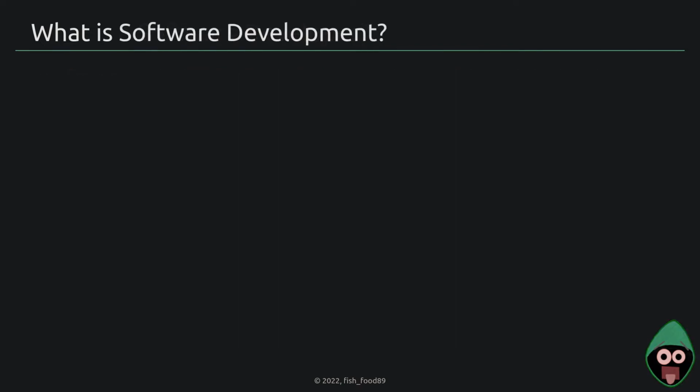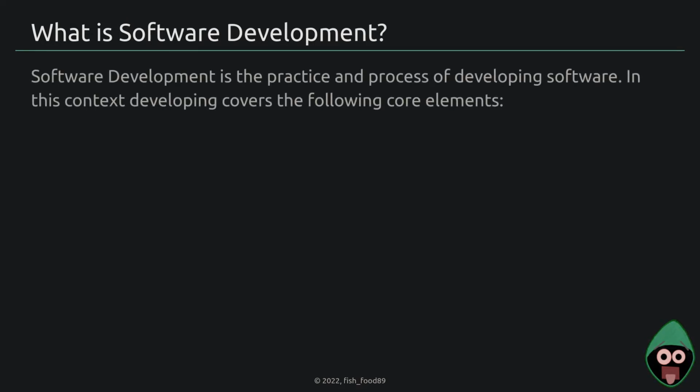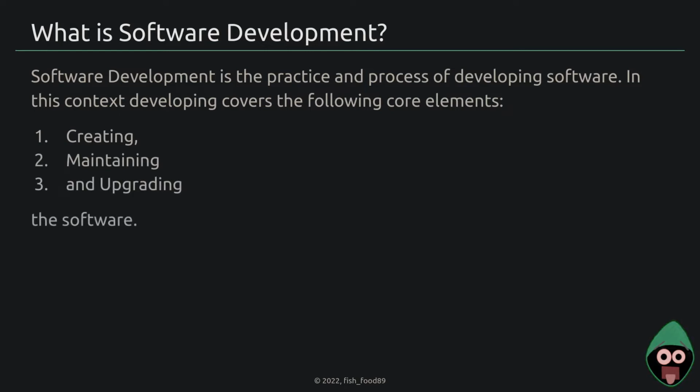Now, moving on to the title of the lecture, what is software development? Software development is the practice and process of developing software. In this context, developing covers the following core elements: creating, maintaining, and upgrading the software. Next, we'll go through each of these core elements to understand what they are and what differentiates them.